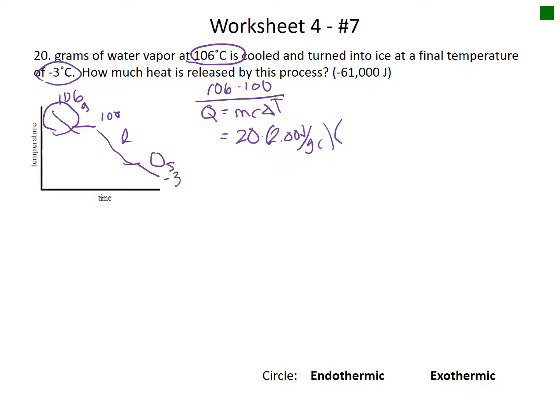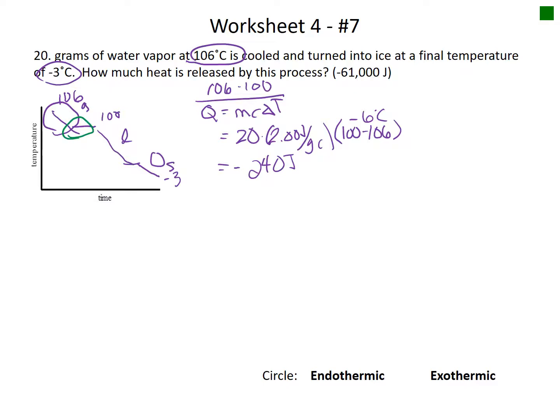Then what I'm going to do is take my final, which is 100, minus my initial, which is 106. And so I get a -6 degrees Celsius. Multiplying that out, I get -240 joules. So within that transfer of cooling, I'm going to lose 240 joules of energy.